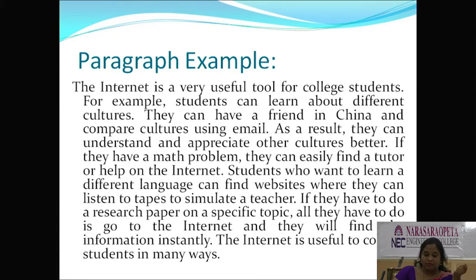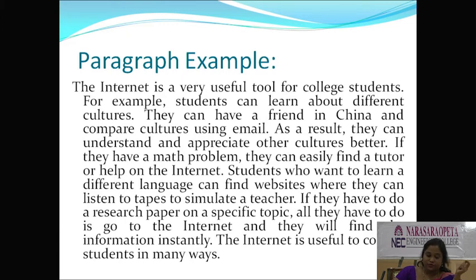Okay, so the use of the internet is not only for playing games and watching unwanted things, but the internet also helps us to support a teacher. Yes, a teacher is also greatly helped by using the internet, and so is a student. If they have to do a research paper on a specific topic, all they have to do is go to the internet. Okay? The internet has become a source of knowledge and they will find the information instantly.